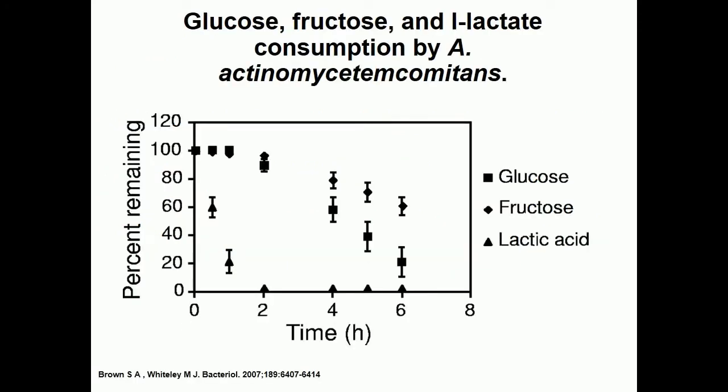Glucose, fructose, and L-lactate consumption by A. actinomycetemcomitans. A. actinomycetemcomitans was grown in the presence of equimolar 2 mM glucose, fructose, and L-lactate, and the disappearance of these carbon substrates was evaluated over time. Experiments were performed in duplicate.